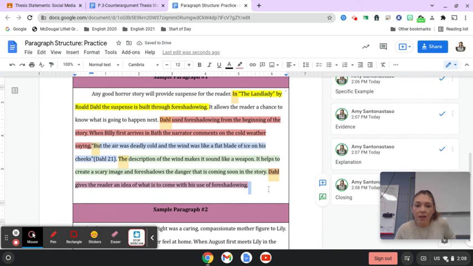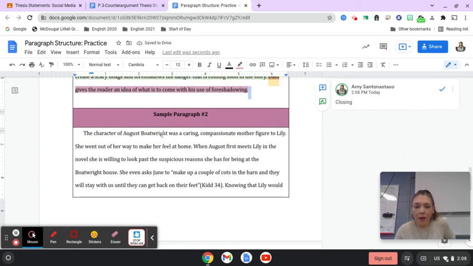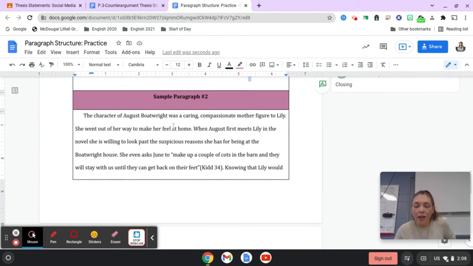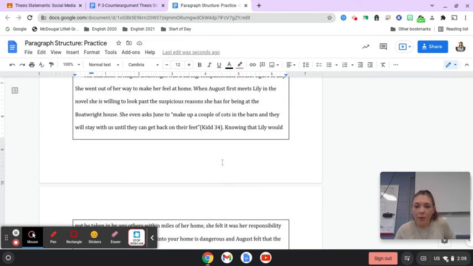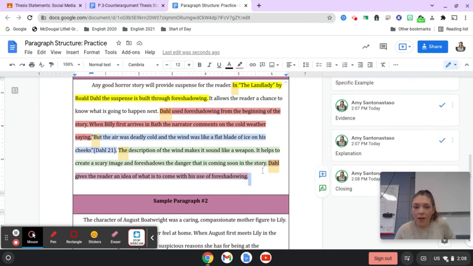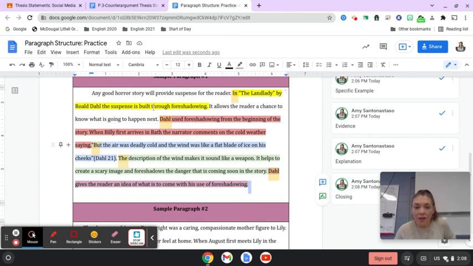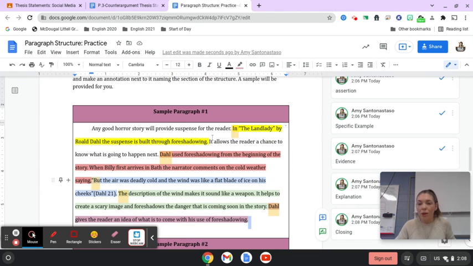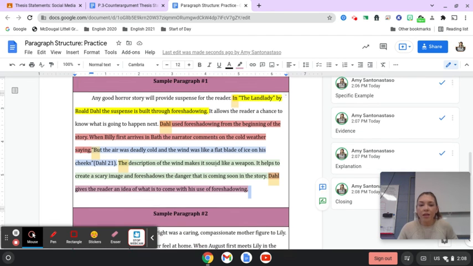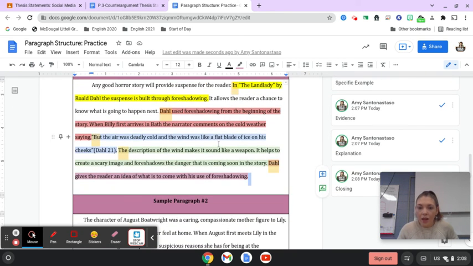So this is exactly what you were doing in sample paragraph number 2. You are going to identify all of those elements as best you can, keeping in mind that some sentences may not fit in. They might just be buffer sentences to help explain or help transition to the next part of the paragraph structure. Okay. This overall is the lesson that we did today in class.